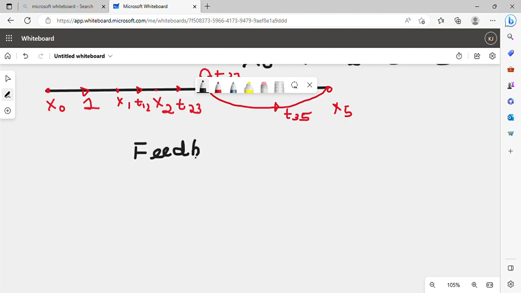So what is my feedback loop? It will start at the same node. That means it will originate from that particular node and terminate at the same node, and it will pass through at least one or more nodes, but it does not trace that node again, right? If it is passing through a node called x3, it doesn't trace x3 again. So that is what I call my feedback loop.